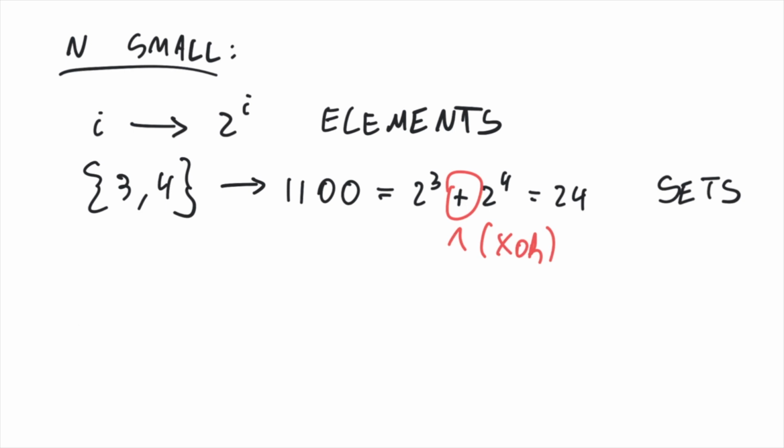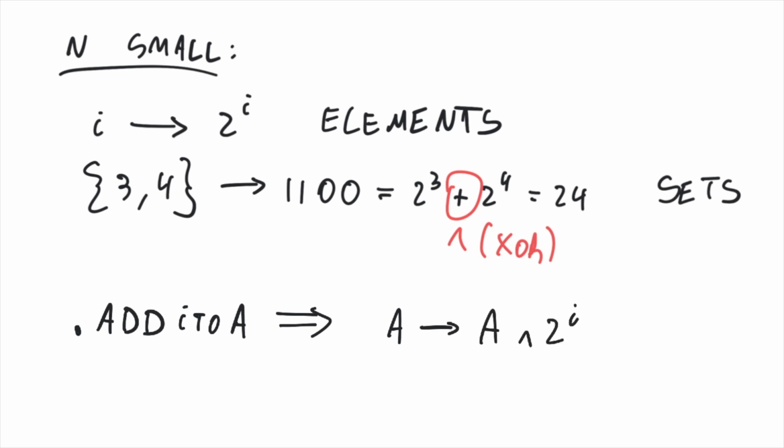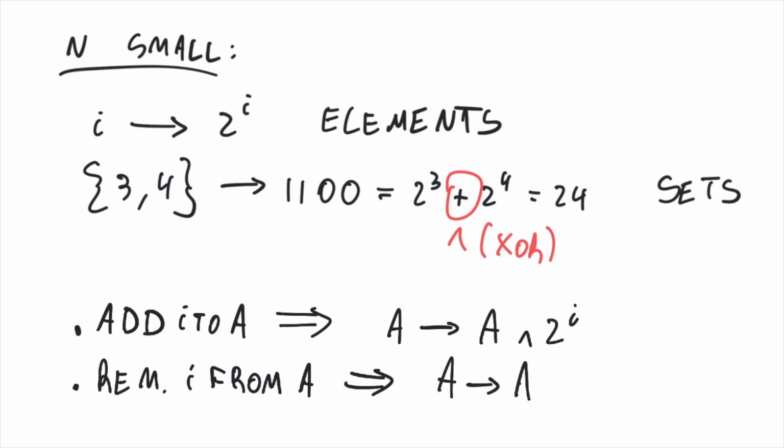Then, how can we add things to a set A? Adding i to A means taking A to A XOR 2 to the i. Removing i from A is just, again, taking A to A XOR 2 to the i, because if we had added it, this bit was on, and when we remove it, we just turn it off. Then, answering questions about the sets is very easy, because for each set you have one number, and you can compare these numbers, you can count them, you can keep them in a data structure of your choice to keep them ordered, and so on.